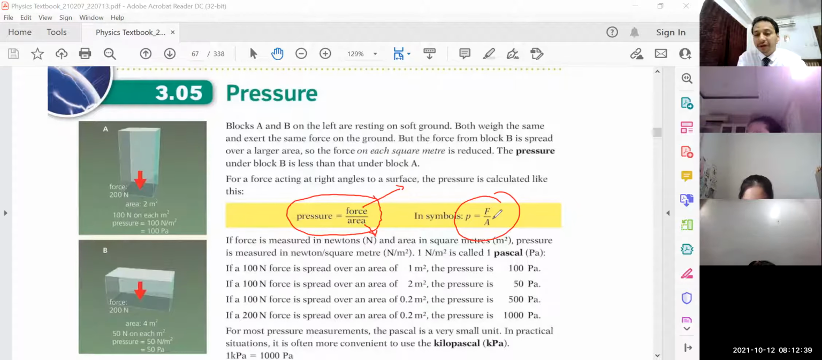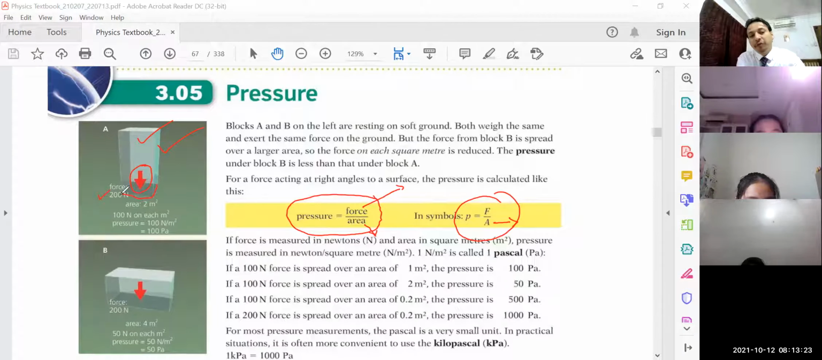What area, children? This area is the area of contact between the two surfaces. Area of contact. For example, look at the picture on the left hand side, children. Here we have this block, and on this block, look at this vertical arrow, and this is representing a force. How much? 200 Newton. 200 Newton force is acting. Where, children? On the base area, the area which is in contact with the surface.